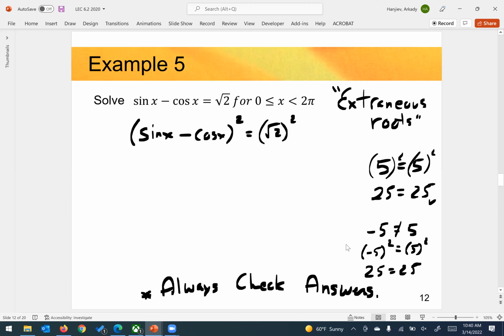No other way around it, guys. We're going to get some answers, and we're going to plug them back into the original problem to see if they are true or not. That's the way we're going to have to do it, once you're the one doing the squaring on both sides of the equation.